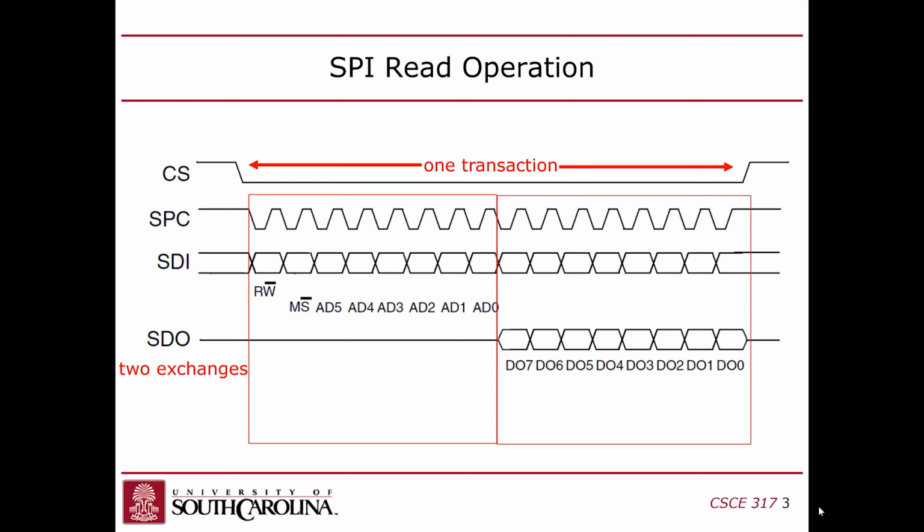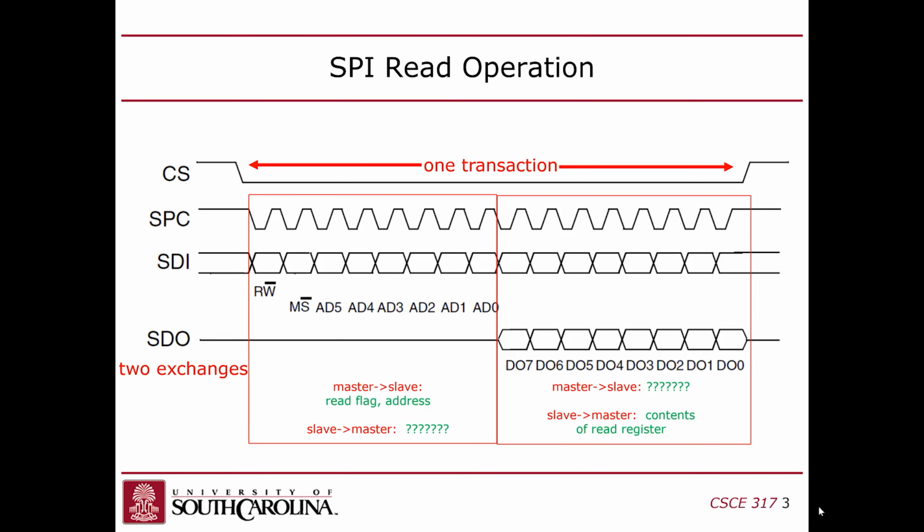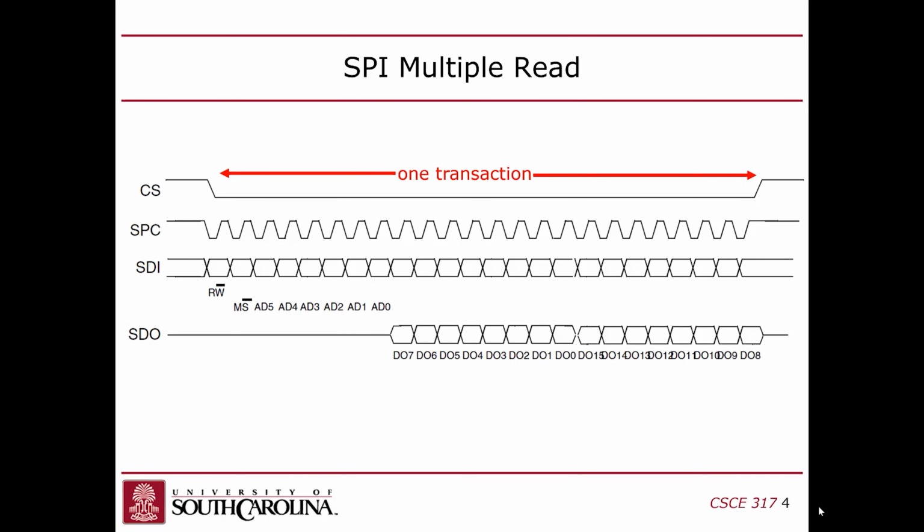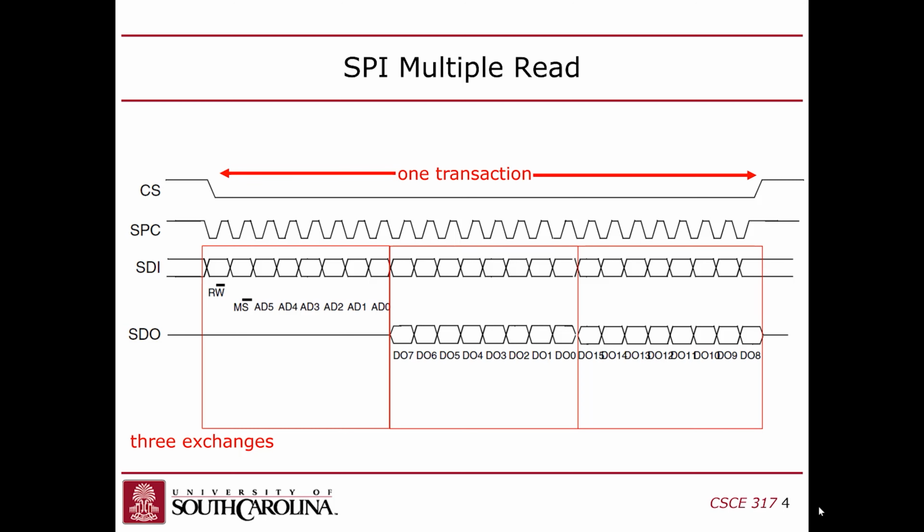In this case, the first exchange is where the master sends 2 flags as well as an address to the slave. The flags indicate that it's doing a single read operation. The second exchange is the slave sending the contents of the requested register back to the master. So in the first exchange, the master sends the slave a read address and the slave sends the master a dummy. And then in the second exchange, the master sends the slave a dummy and the slave sends the master the contents of the register that the master wants to read.